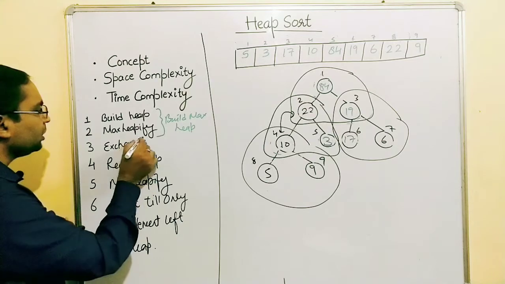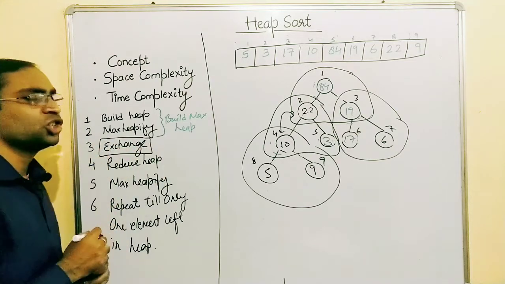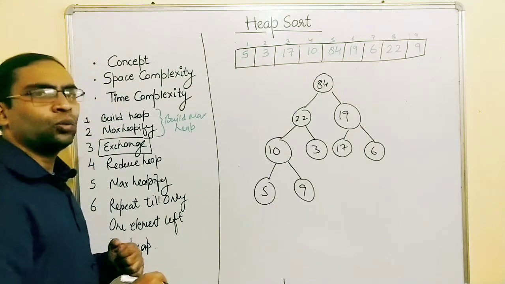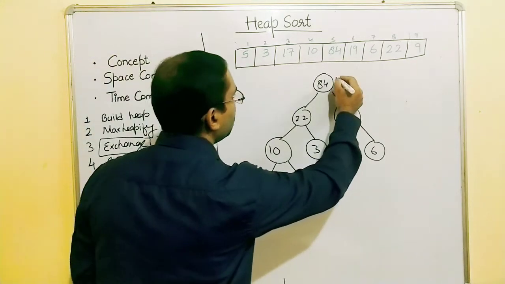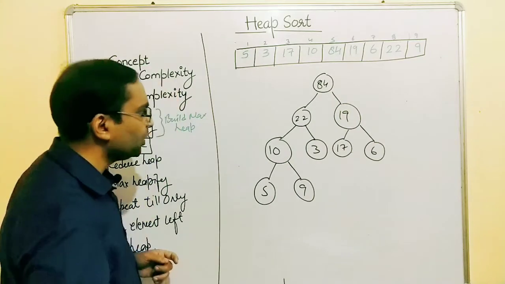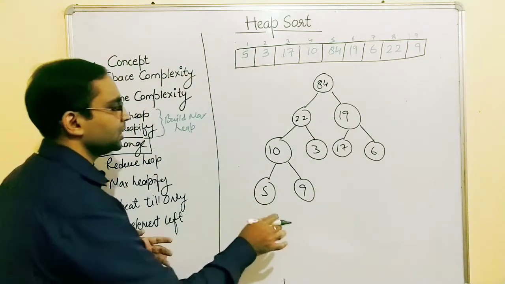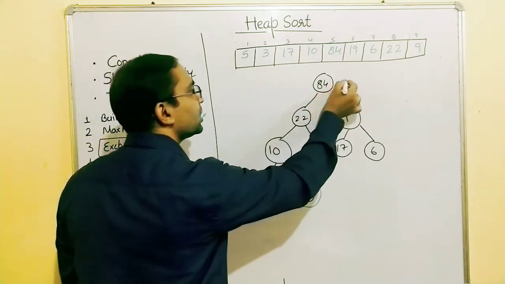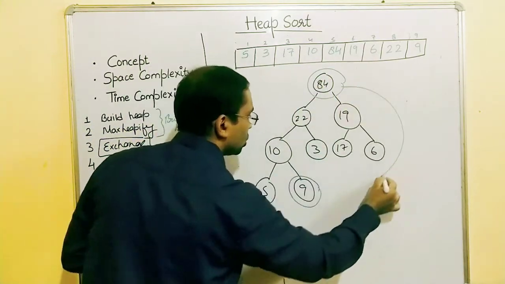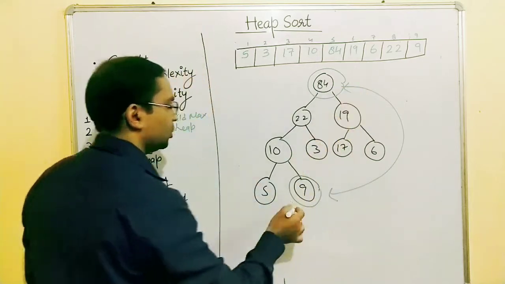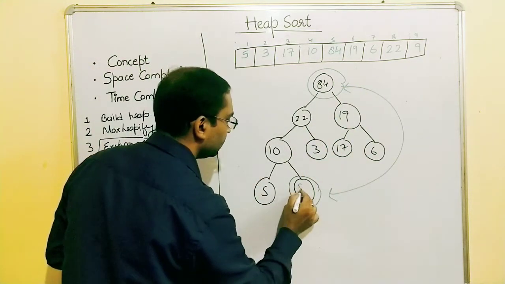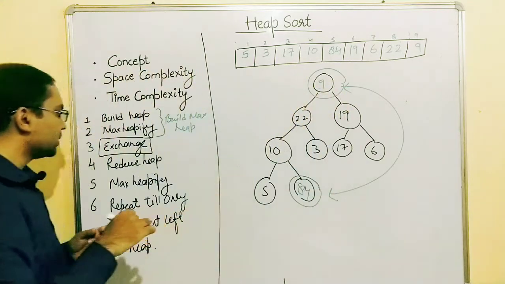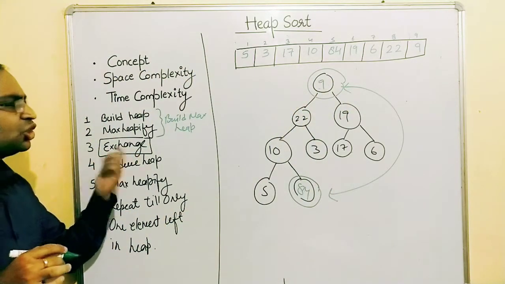Now what we need to do is perform the exchange. If you remember, what will be exchanged? The root element will be exchanged with the last element of this heap. What is the last element? This 9 is the last element, and this 84 is the root. So we'll swap these two with each other. So 84 will come here and 9 will come on top. So this is the third step, that is the exchange step.